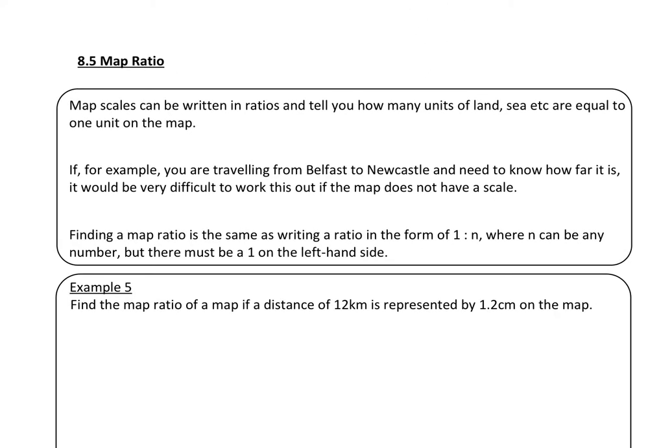Okay, we're now on to our map ratios. Map scales can be written as ratios and tell you how many units of land, sea, etc. are equal to 1 unit on the map. If, for example, you're travelling from Belfast to Newcastle and need to know how far it is, it would be very difficult to work this out if the map does not have a scale. If you're looking at a map and it has no scale, you have no idea how far it is going to be. Finding a map ratio is the same as writing a ratio in the form of 1 to n, where n can be any number, but there must be a 1 on the left-hand side.